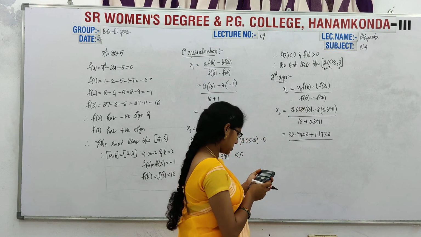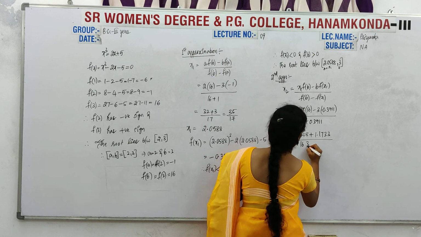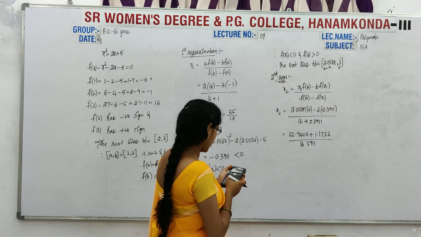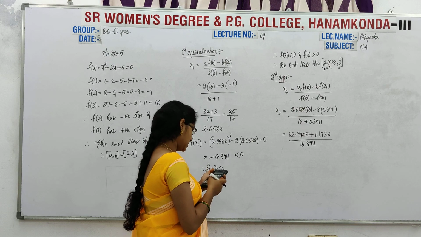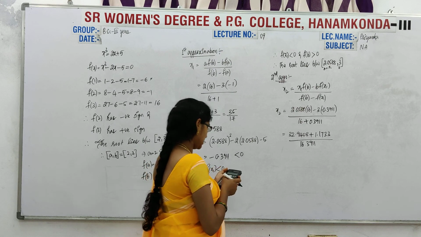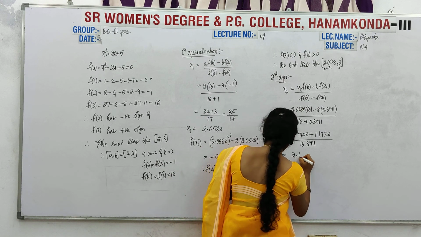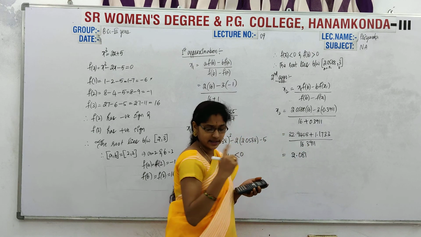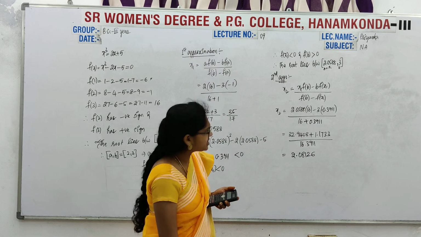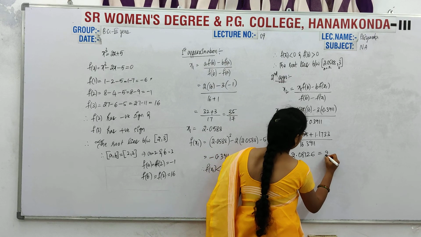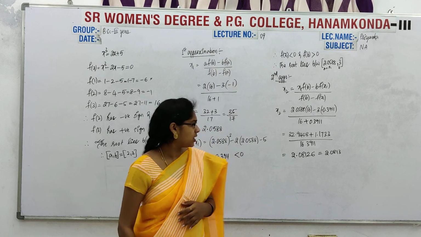So now what do we get? 16 plus 0.3911, that is 16.3911. So 32.9408 plus 1.1733, divided by 16.3911. Now it is 2.081257. I am taking it as 2.0812. Generally, up to 4 digits is enough. Okay. So now we have the value of x2.